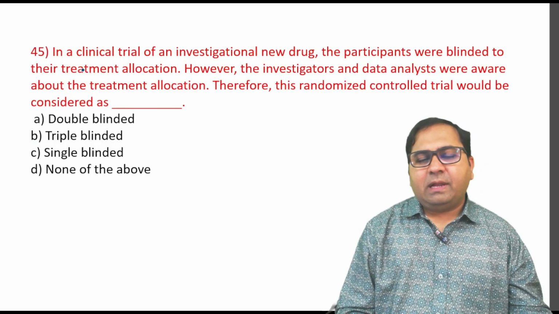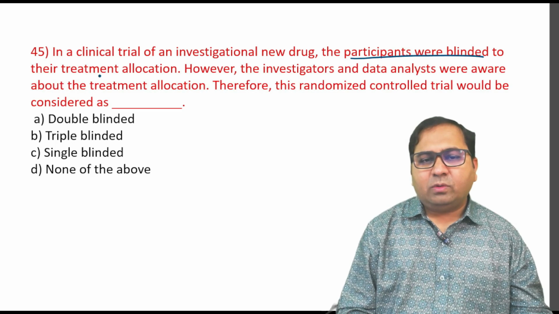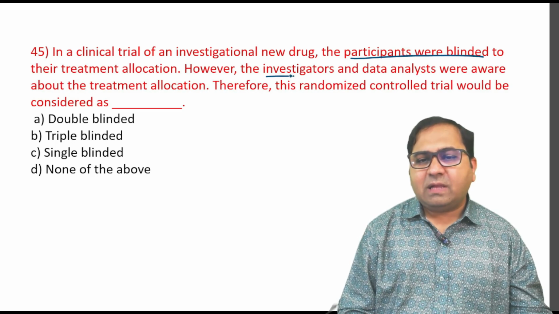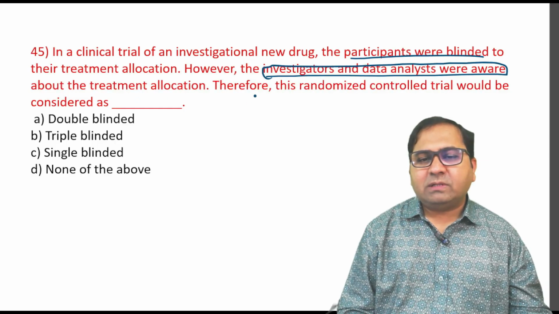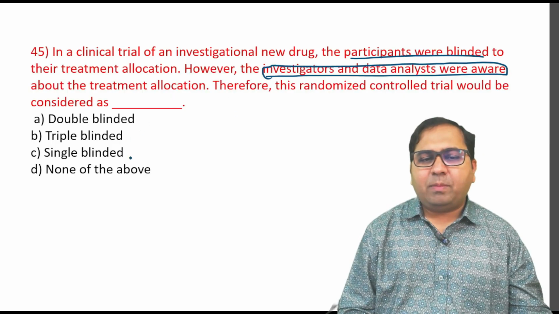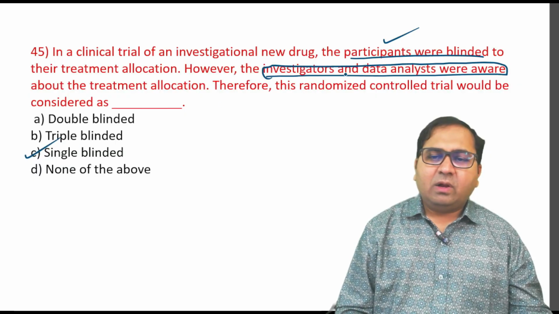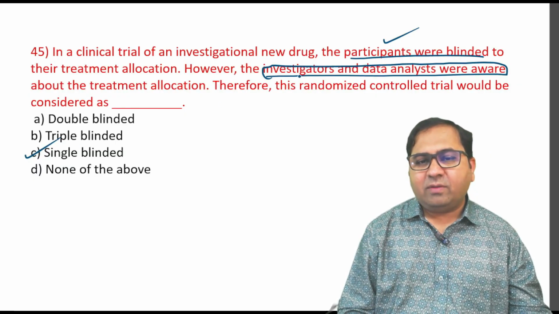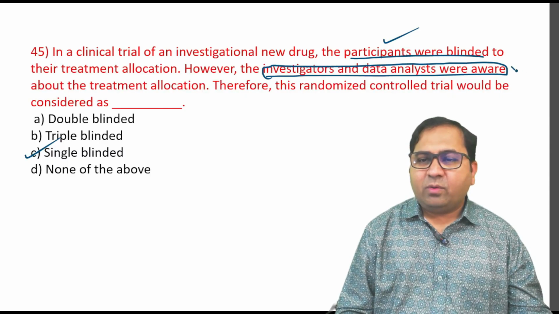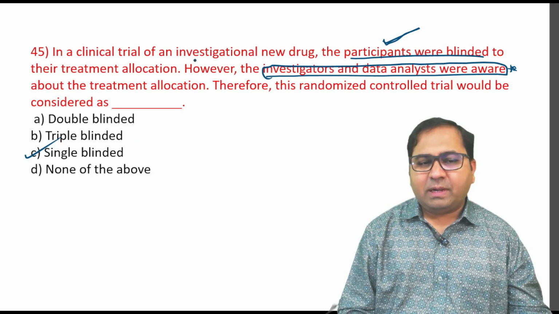Next question. In a clinical trial of an investigational new drug, participants were blinded to their treatment allocation. However, the investigators and data analysts were aware about the treatment allocation. So therefore, this type of RCT would be considered as what? Is it a single blinded, double blinded, or triple blinded? The participants were blinded, so it is a single blinded. The examiner unnecessarily wrote investigators and data analysts were aware to confuse the student. But they have mentioned participants were blinded, so single blinded is the answer for this question.